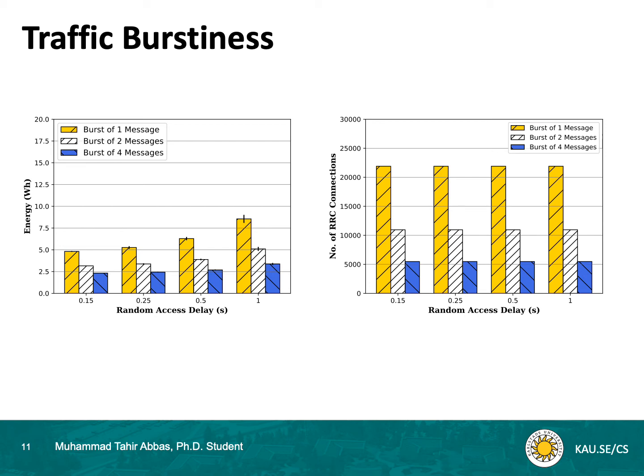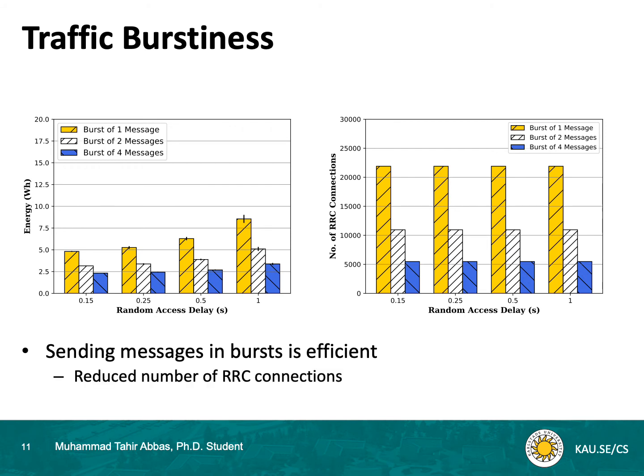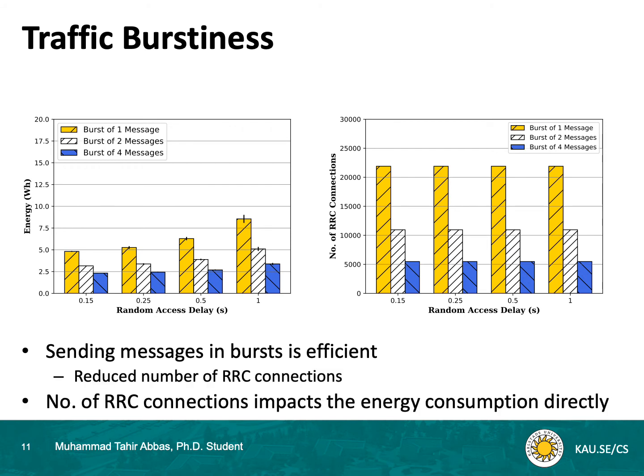However, the graph on the right shows the number of RRC connections for the same experiment, and we can observe the decrease in RRC connections within a group of bars. So from this figure, we can say that sending messages in bursts is efficient, and it reduces the number of RRC connections. And the number of RRC connections impacts the energy consumption directly.